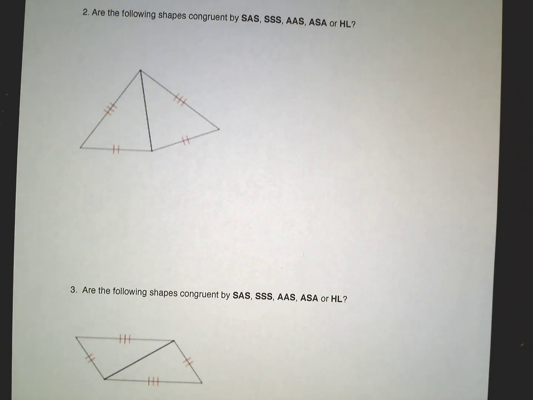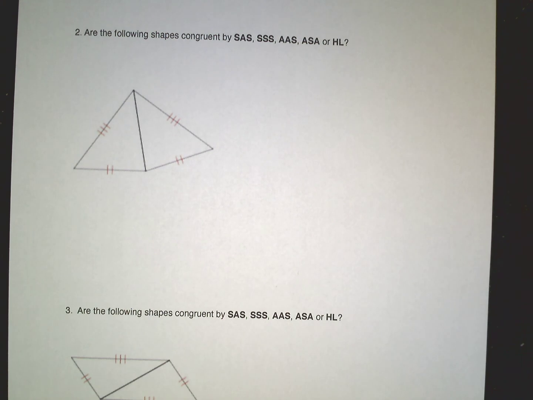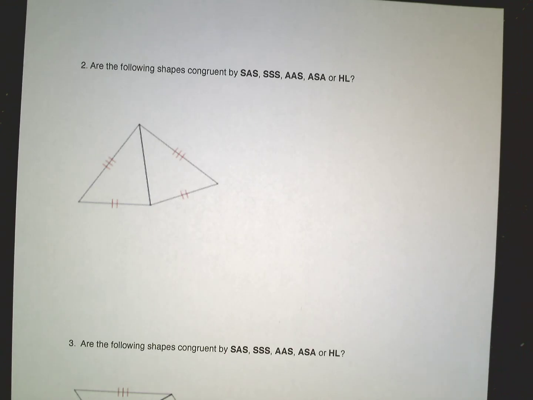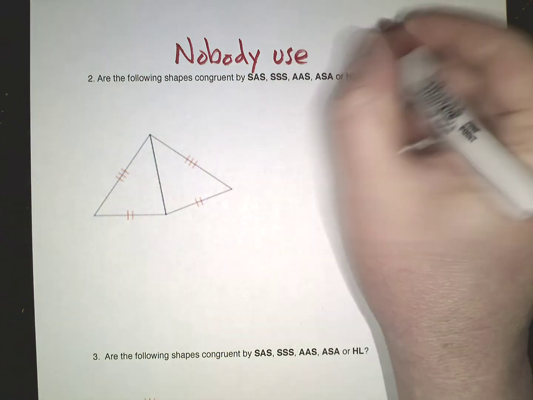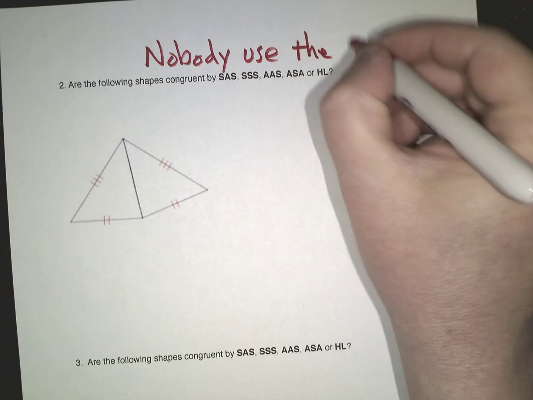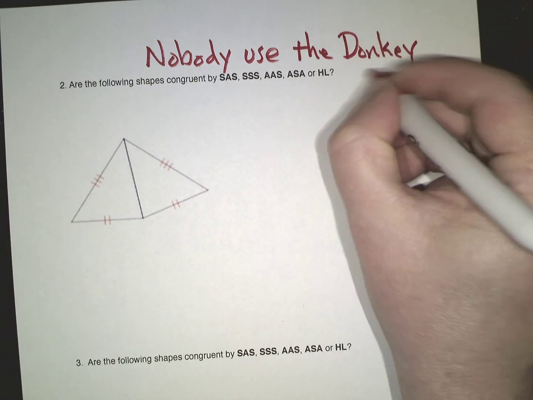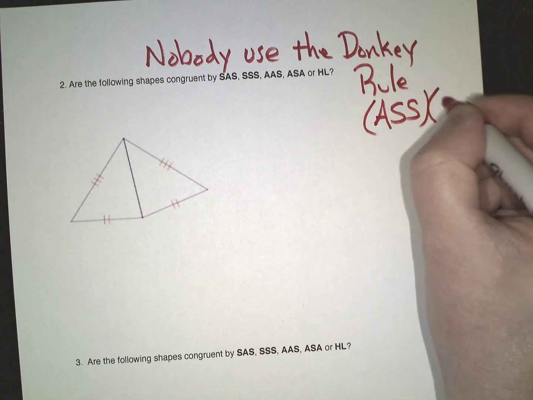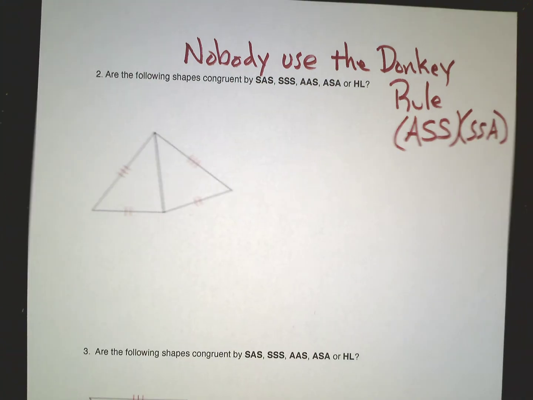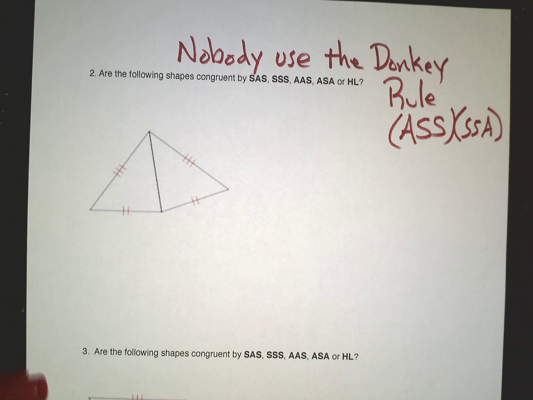All right, 2 more problems. These are a little bit easier. So now I'm going to do SSS, SAS, AAS, ASA, or HL. And your favorite one, that's not a rule. Nobody use the donkey rule. Or otherwise known as ASS. And remember, ASS also could be SSA. Same thing. They're both the donkey rule. But you can use these other 5 here, and I give you the choice here.